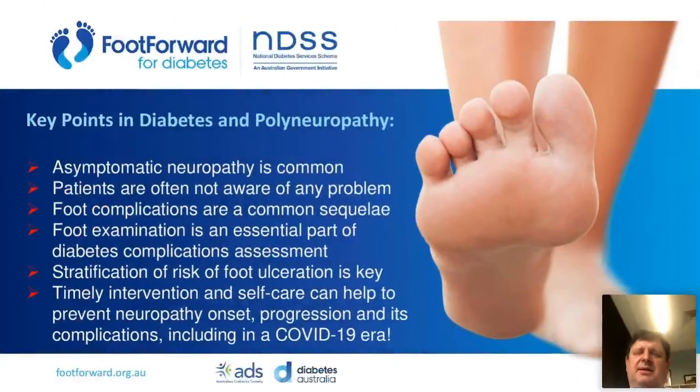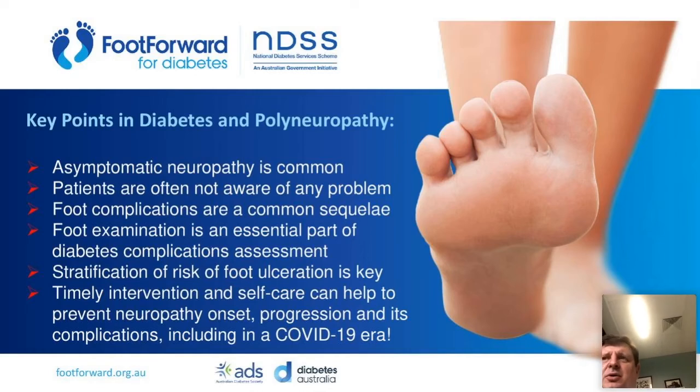So in summary then, the key points in this particular condition are that asymptomatic neuropathy and minimally symptomatic neuropathy is very common in people with diabetes. Patients are not often aware of any problem and/or they neglect the symptoms. Foot complications are a common sequela, and as we know, in their lifetime about 1 in 5 people with diabetes will develop a foot ulcer, and usually they will have underlying peripheral neuropathy.